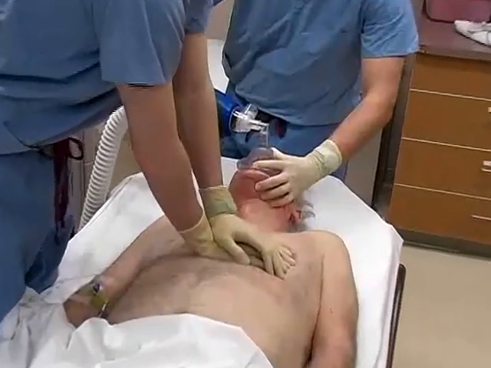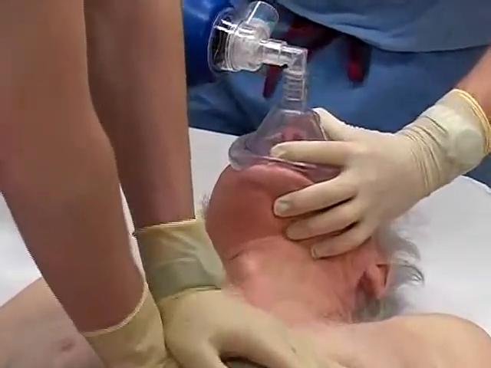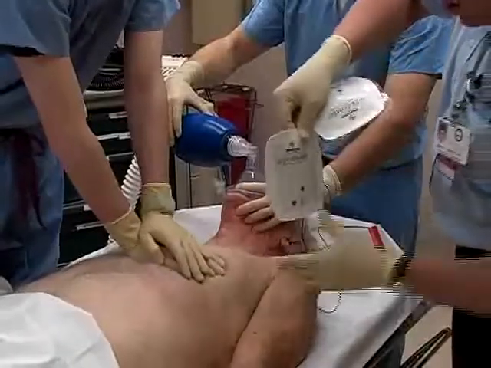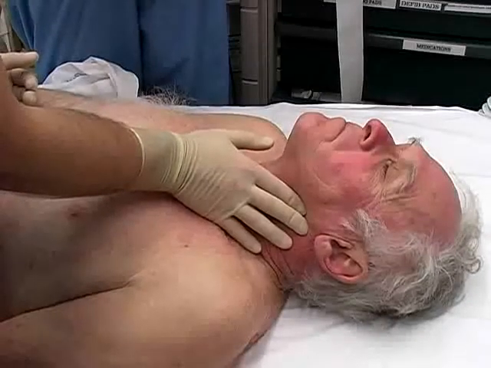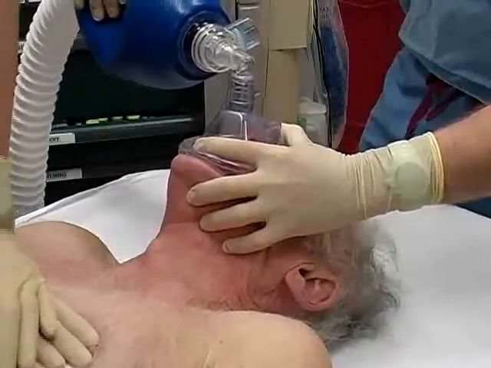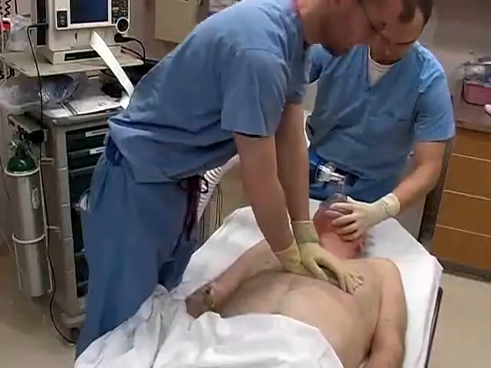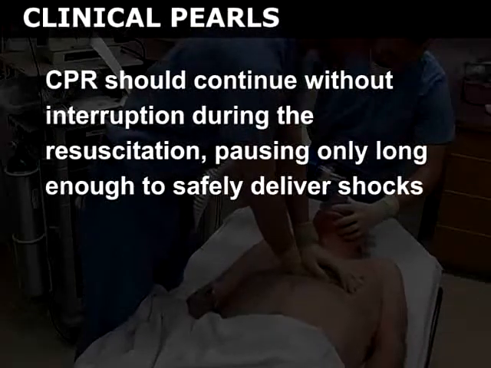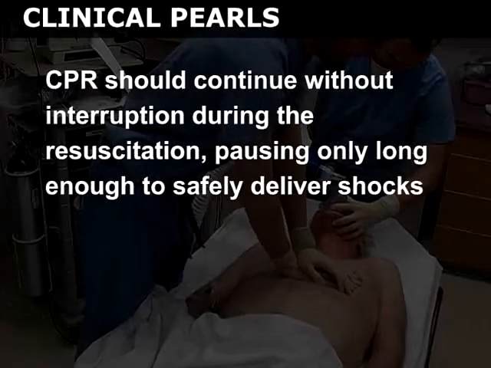Given the extreme urgency for rapid defibrillation, there is no time for patient preparation other than initiating basic life support maneuvers and attaching the defibrillator to the patient. Upon confirming the presence of pulselessness, instruct additional caregivers to open the airway, perform bag valve mask ventilations, and begin CPR. CPR should continue without interruption during the resuscitation, pausing only long enough to safely deliver countershocks.